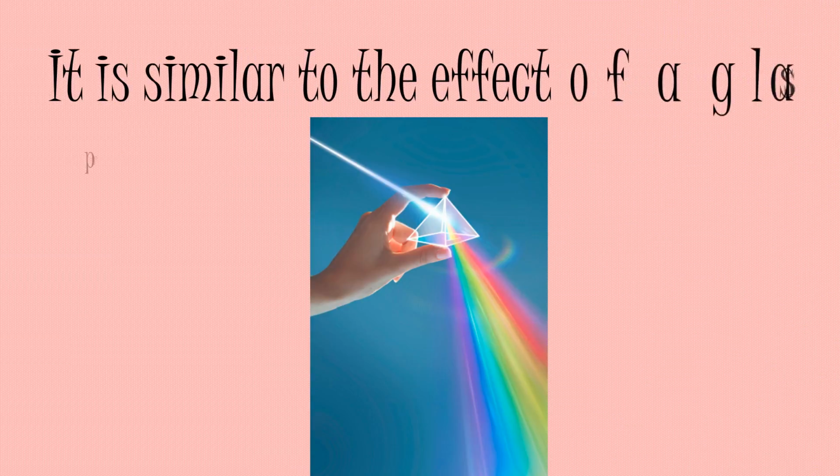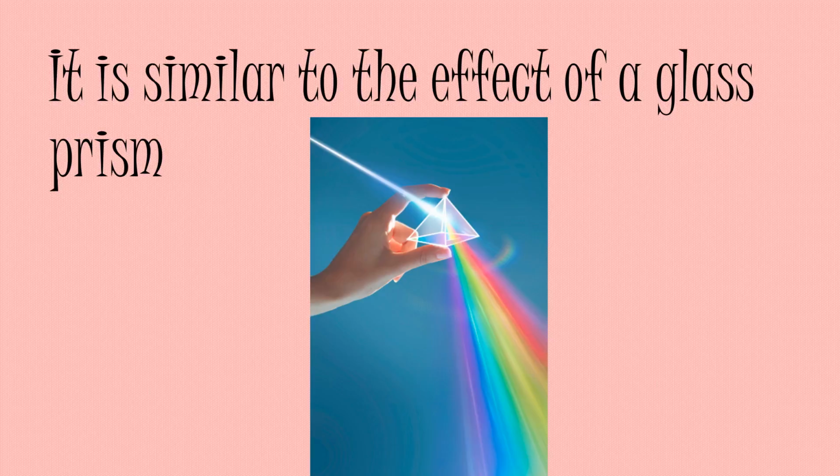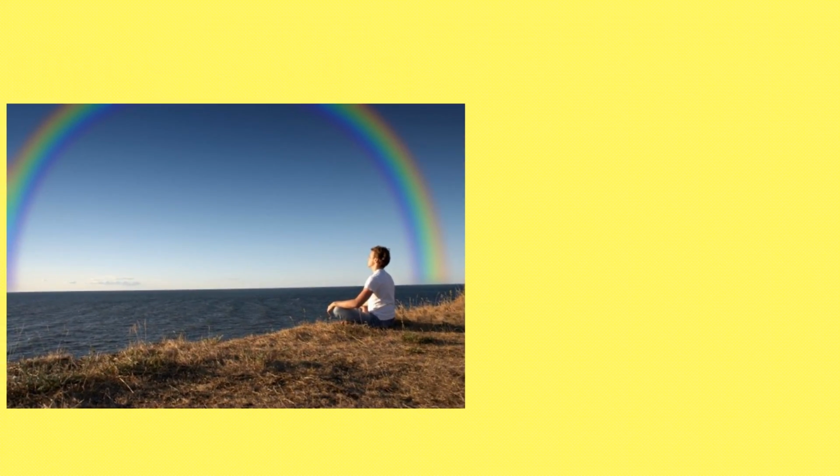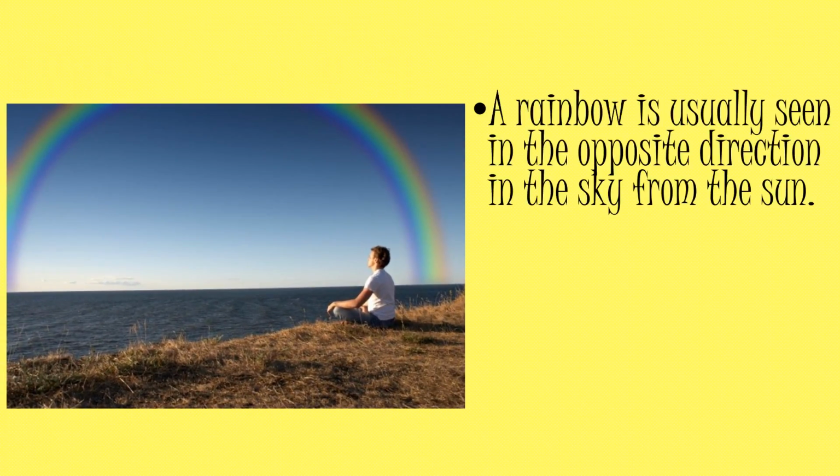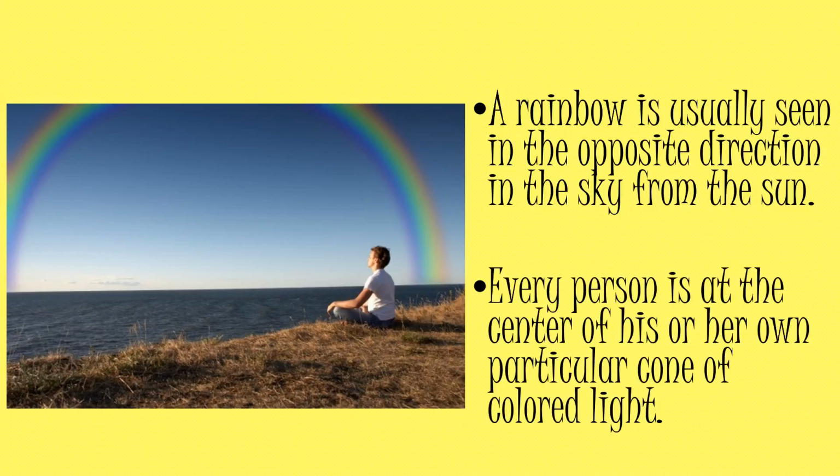which is similar to the effect of a glass prism. Each falling water drop actually flashes its colors to the observer for just an instant before another drop takes its place. A rainbow is usually seen in the opposite direction in the sky from the sun. And every person is at the center of his or her own particular cone of color light.